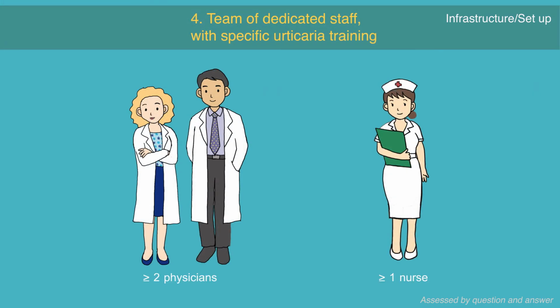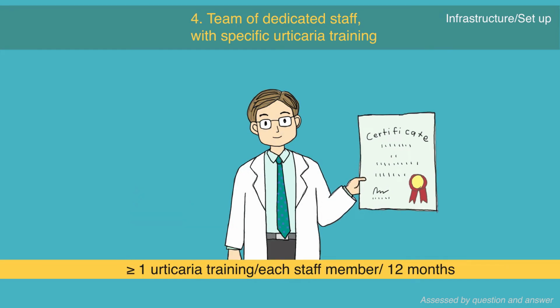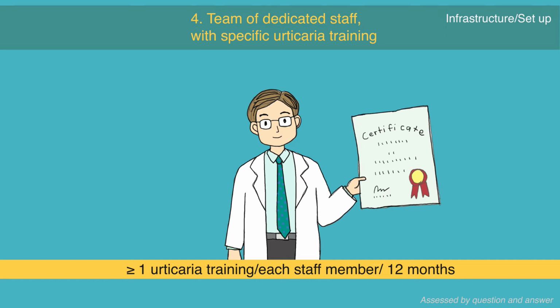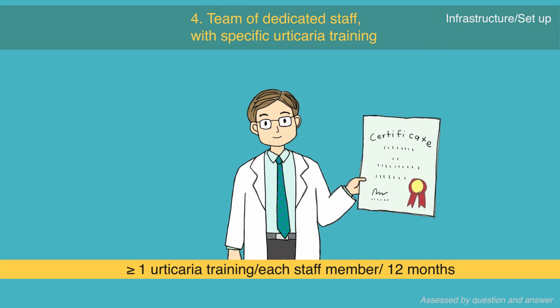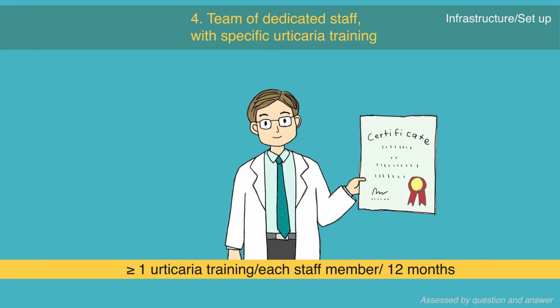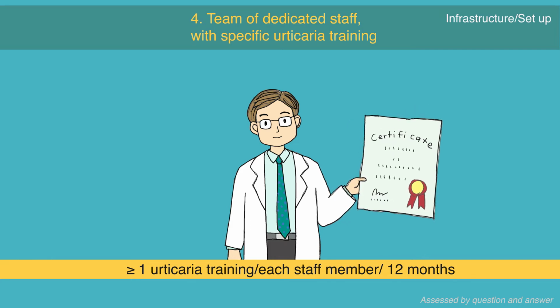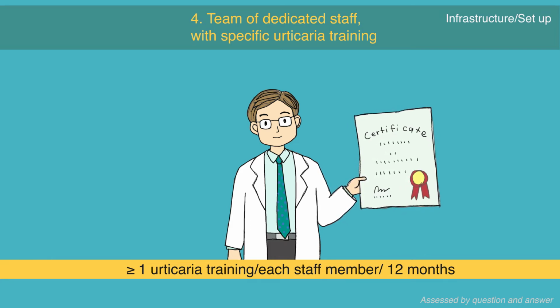Number 4. Team of dedicated staff with specific urticaria training. Consists of at least 2 physicians and 1 nurse. Each staff member should be able to show at least 1 urticaria training per year. Urticaria training could come from GA²LEN allergy schools on urticaria, from participation in national or international congresses, from regional and local urticaria events and activities, and others.